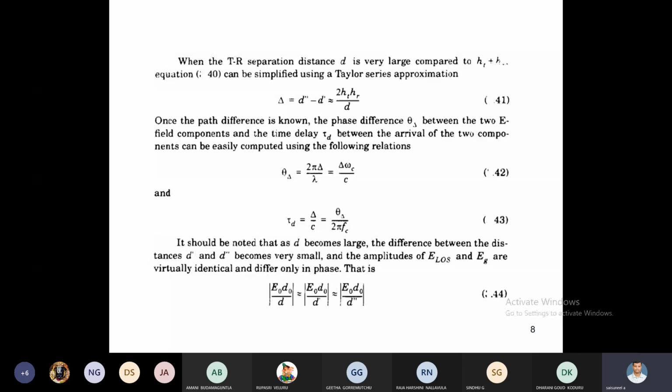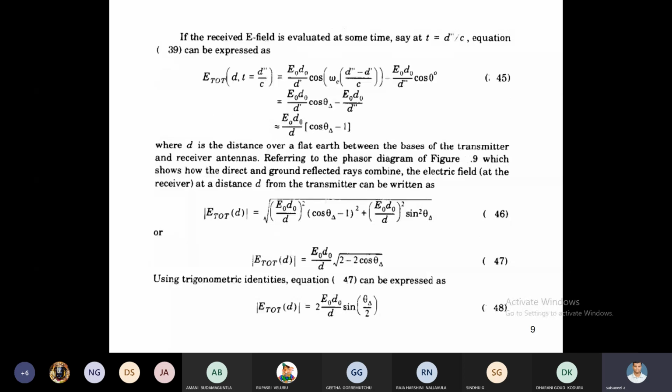Suppose we assume that d is a large value, that is, the separation distance between transmitter and receiver is high. Then the modulus of E0 d0 by d is approximately equal to E0 d0 by d dash, approximately equal to E0 d0 by d double dash. Based upon this, to simplify the equation, we just have to assume t equal to d double dash by c.